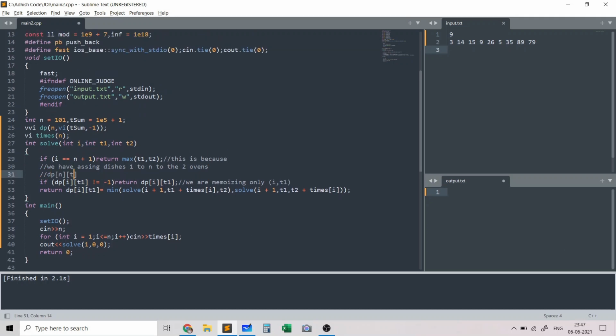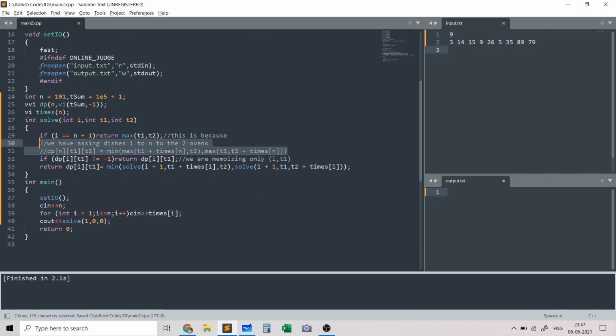Notice that dp of n of T1 of T2 would be the minimum of the maximum of T1 plus times of n and T2, or we would basically assign the last dish to T2. So dp of n of T1 of T2 would be basically this, and it would not be maximum of T1 of T2. And running the code on this idea, we get the correct output of 138.